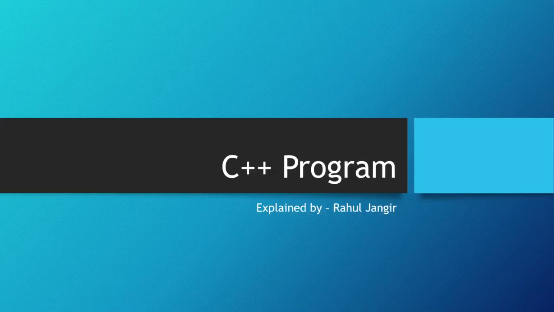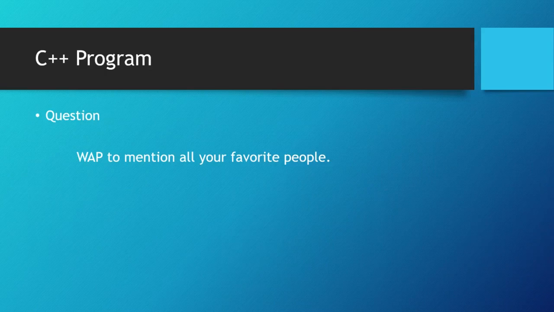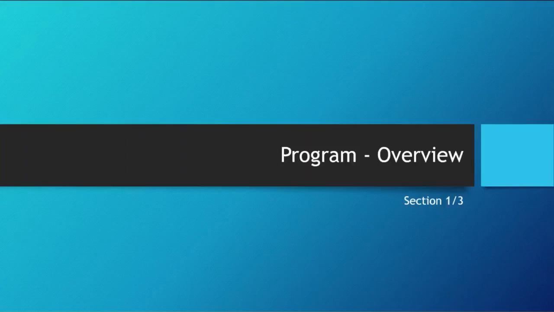Today in this video, I am going to explain a C++ program. So guys, let's get started. The program I am going to explain is: write a program to mention all your favorite people. Now let's see how this program works. First, I will show you the entire program, how it looks and the example output, what happens when you run the program.